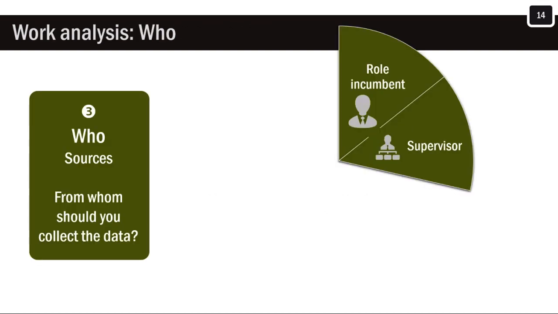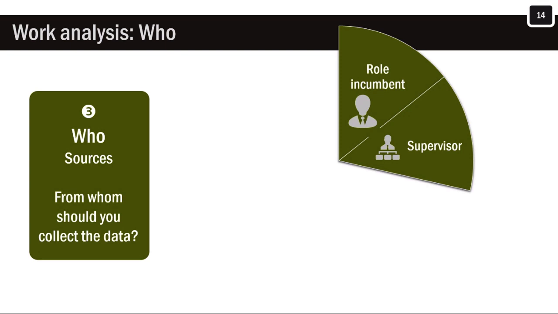Now, what are the other sources? Another useful source of work information is the incumbent's immediate supervisor. Supervisors may be a preferable information source compared to incumbents in those situations when incumbents lack verbal ability to accurately describe their work, or if the incumbent turnover is very high.